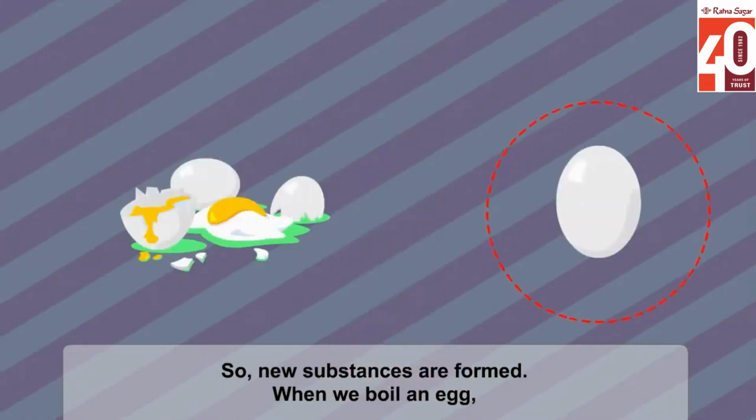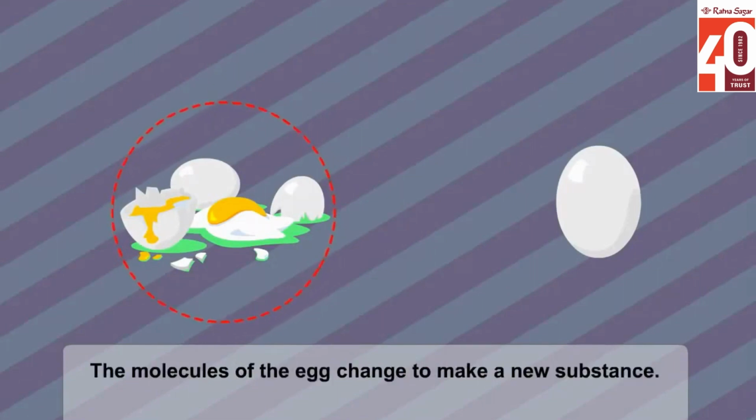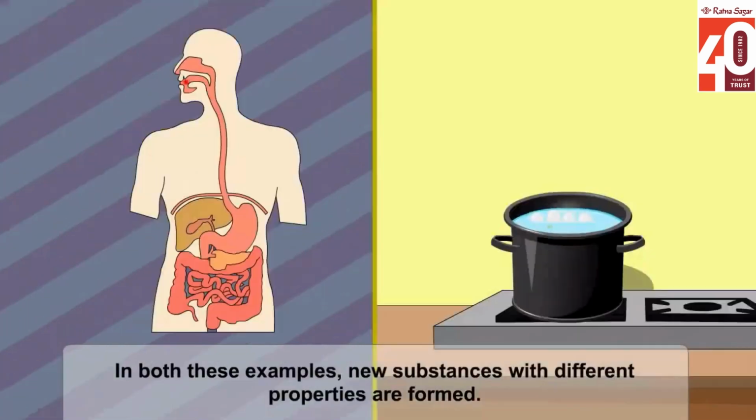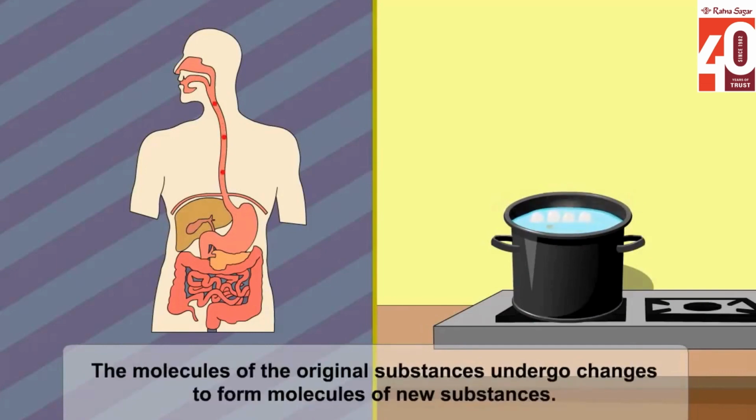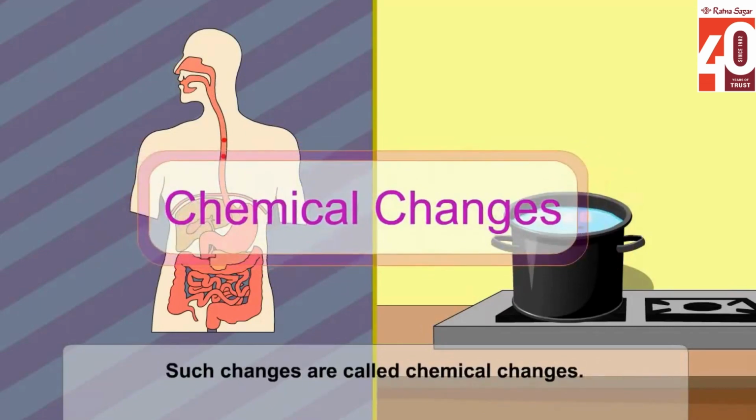When we boil an egg, it becomes hard and tastes different from a raw egg. The molecules of the egg change to make a new substance. In both these examples, new substances with different properties are formed. The molecules of the original substances undergo changes to form molecules of new substances. Such changes are called chemical changes.